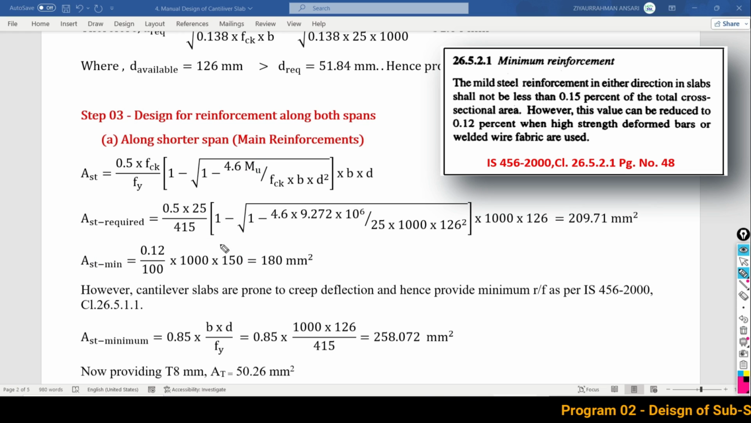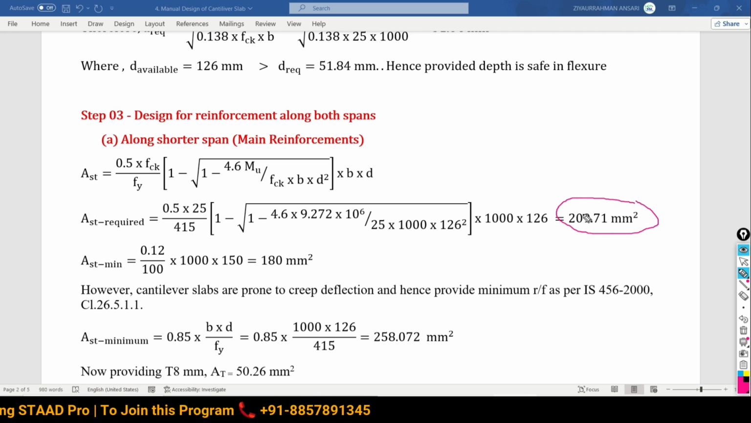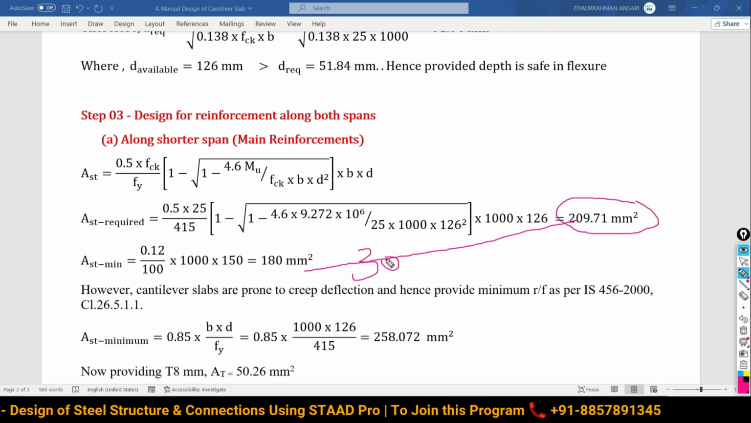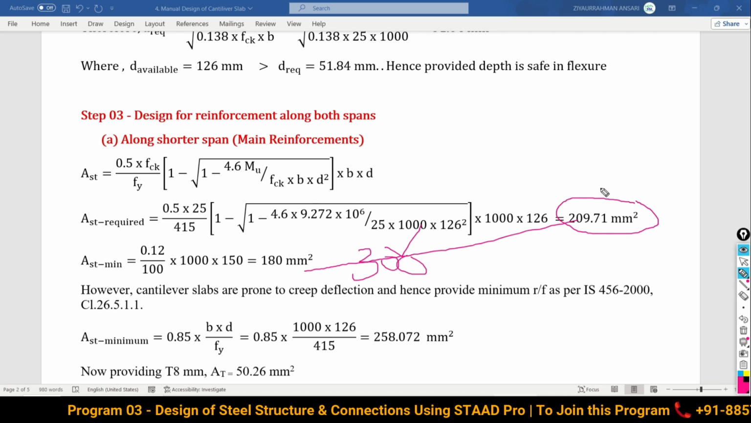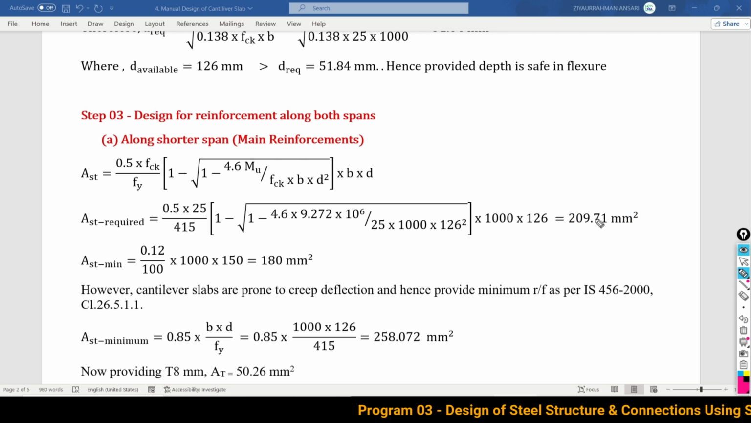So obviously, see, Ast minimum is 180 and Ast required is 209. So obviously, we will provide the maximum value in comparison of these two. If the minimum is coming out to be 300, then we will provide 300. If this value is coming out to be more, then we will provide more, as in this case. So 209 is more than 180. That's why we are going to provide this value.